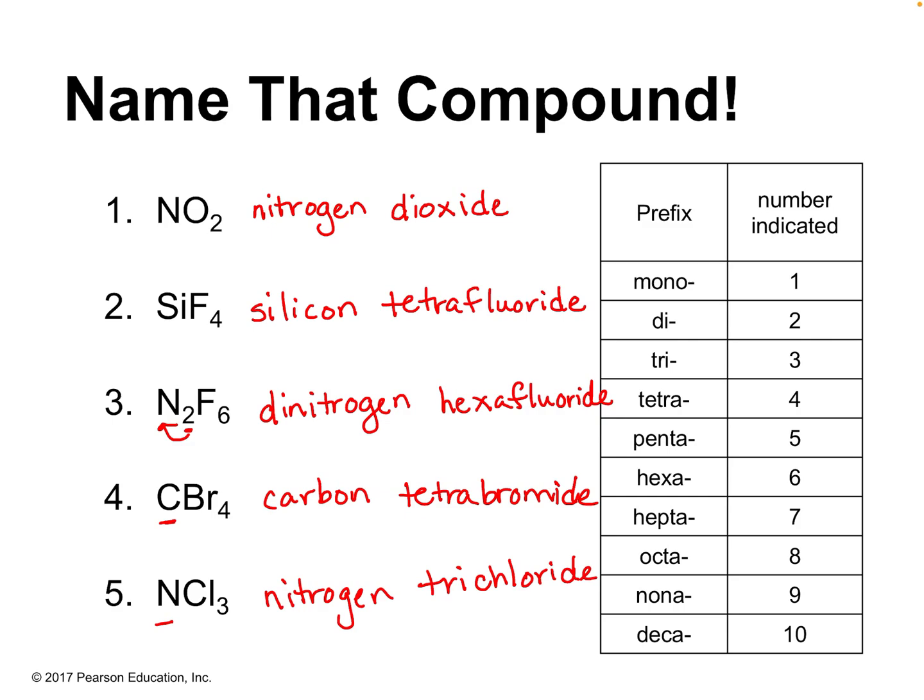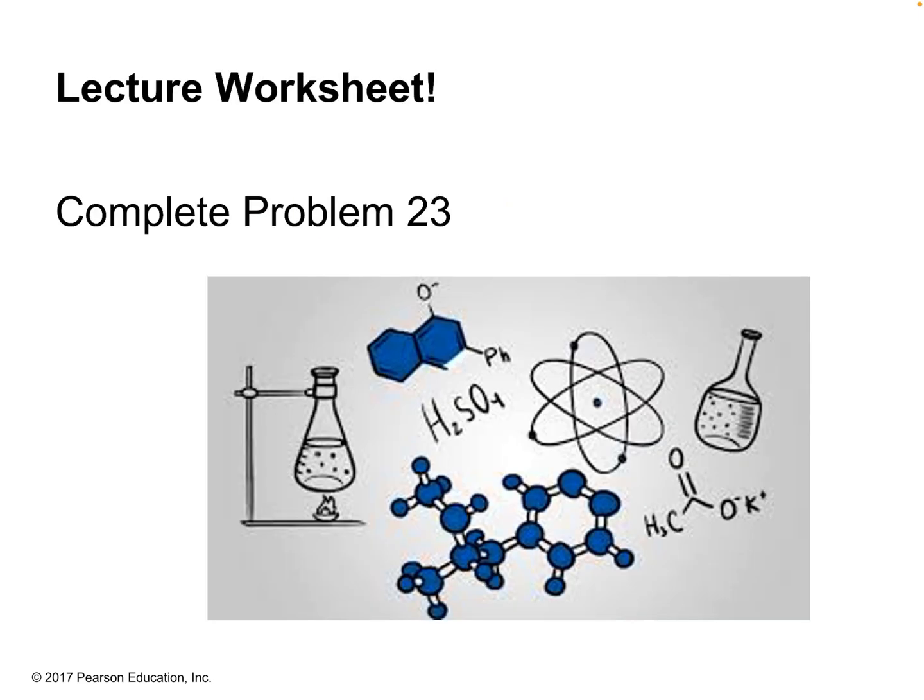So there you go. As long as you know the prefixes, right, you can write the names of all of these compounds, but you need to know the prefixes. And again, don't use mono with the first one. Okay, go ahead and pause here and complete problem 23 in your lecture worksheet. Once you're done, come back and we will keep going.